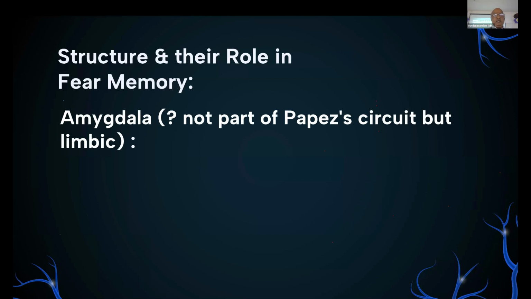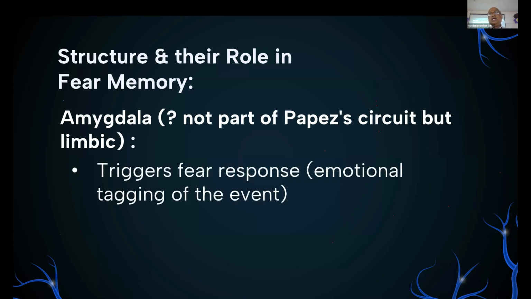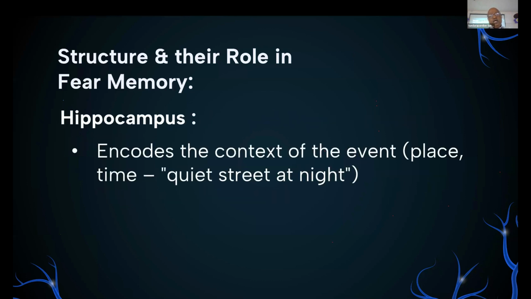So it is your amygdala. Already I told, is the amygdala included in the Papez circuit or not? Now it is included, in the revised version. So that only triggers the fear response. So emotional tagging: the stimulus is the barking of the dog. The hippocampus encodes that memory, so going in the street, the dark street, the place and all.